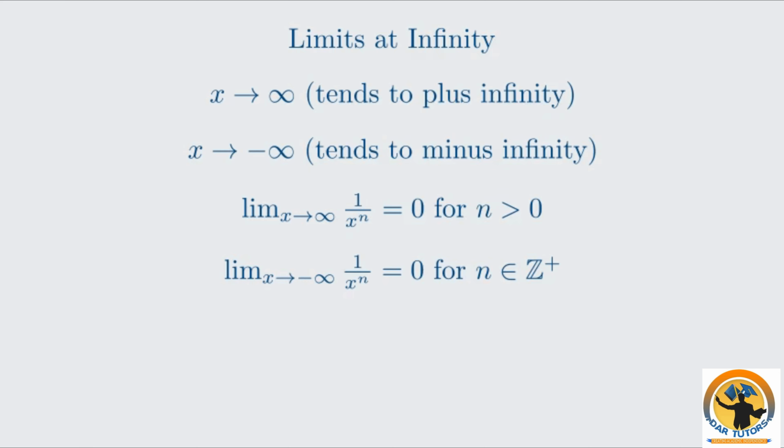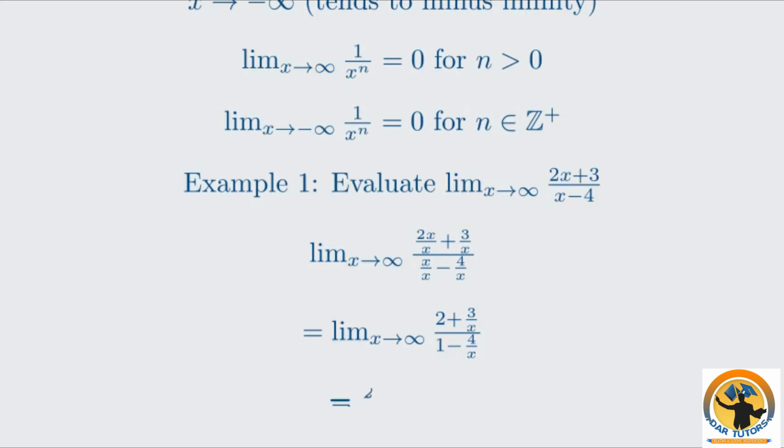Let's apply this to rational functions, which are fractions of polynomials. The strategy is to divide every term in the numerator and denominator by the highest power of x in the denominator. Consider the limit as x approaches infinity of the quantity 2x plus 3, all over x minus 4. The highest power of x in the denominator is x to the power of 1. So we divide every term by x. This gives us the limit of 2 plus 3 over x, all over 1 minus 4 over x.